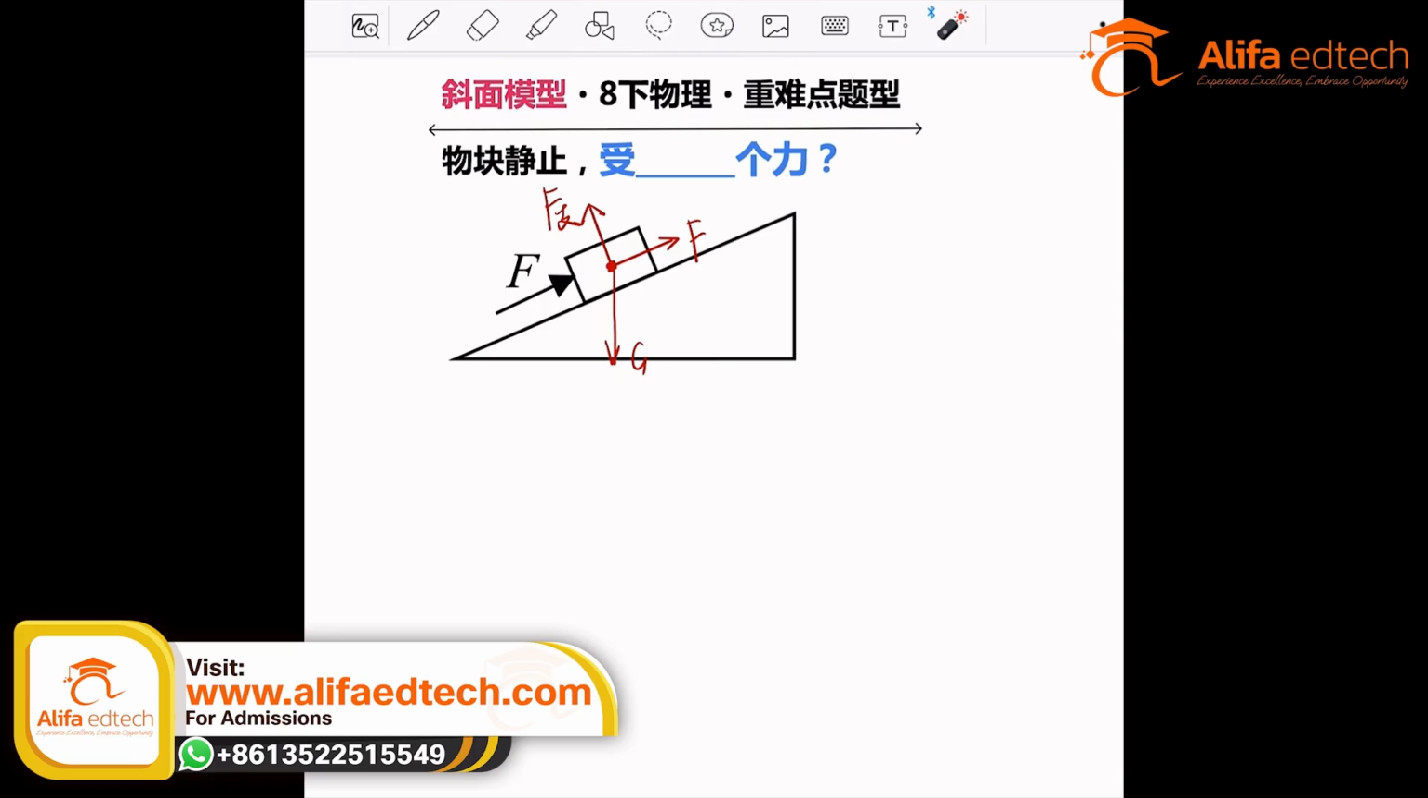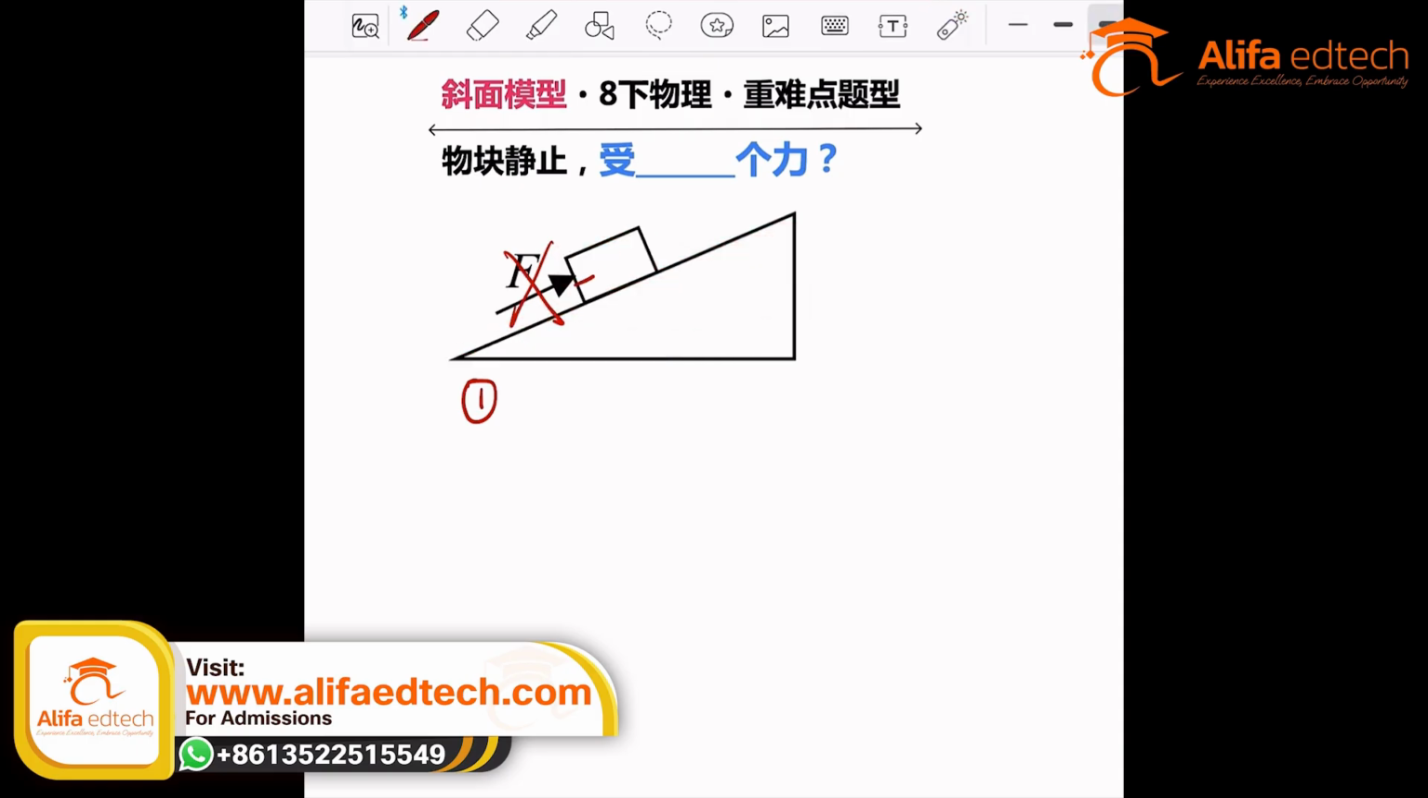So many kids can't figure it out. Is there friction acting on it or not? Therefore, we need to discuss the different cases. In fact, there are several possibilities here. First, for the first case, let's make an assumption. Assume that when the block is first placed, it isn't being pushed. Let's remove the push and imagine a block resting freely and stationary on the incline.